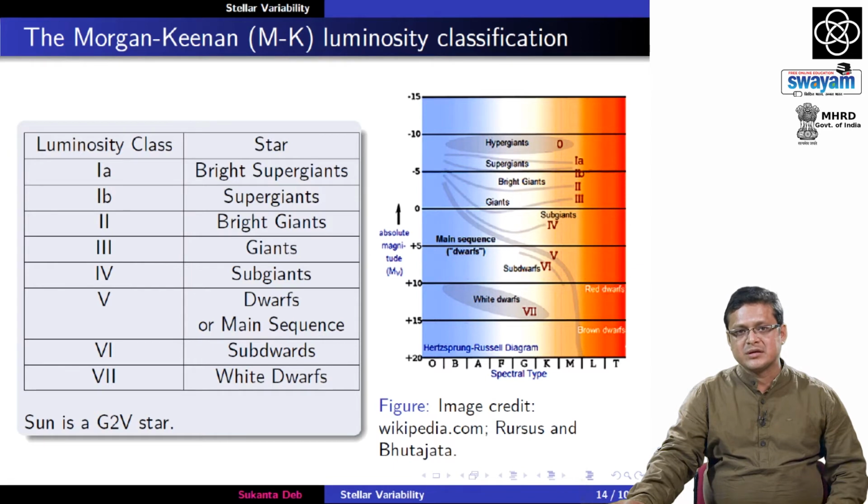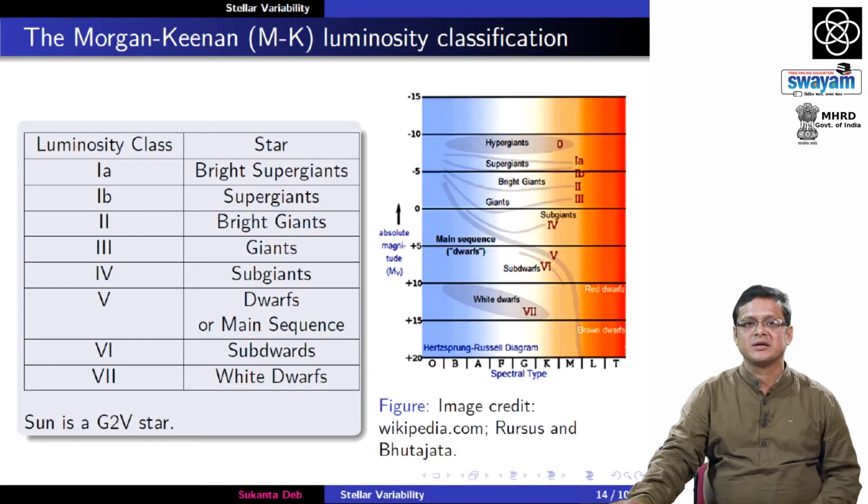For instance, the Sun is a G2V star. Here G2 is the spectral class and V, or 5, is the luminosity class, which shows that the Sun is a main sequence star.